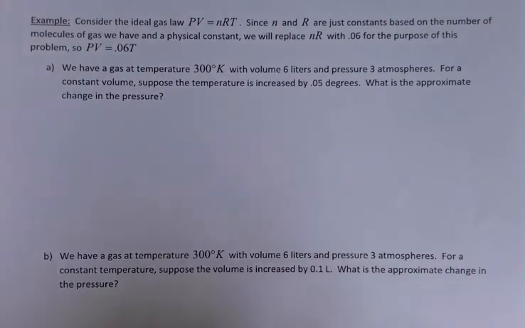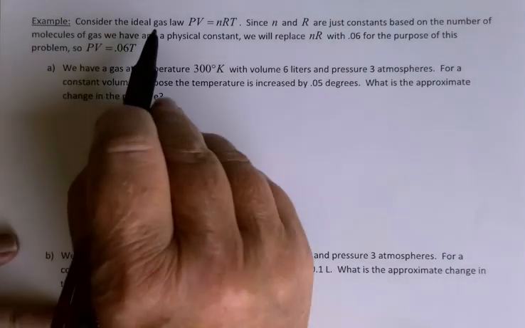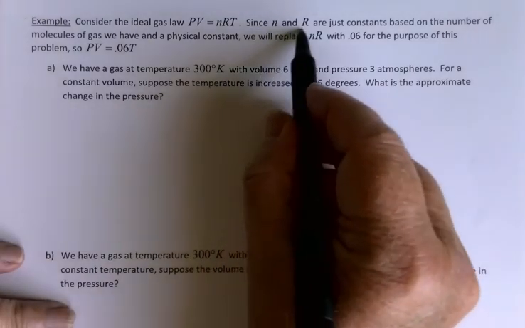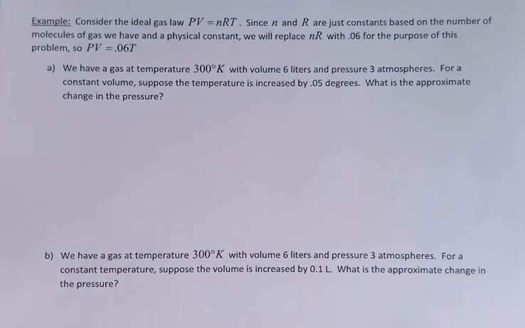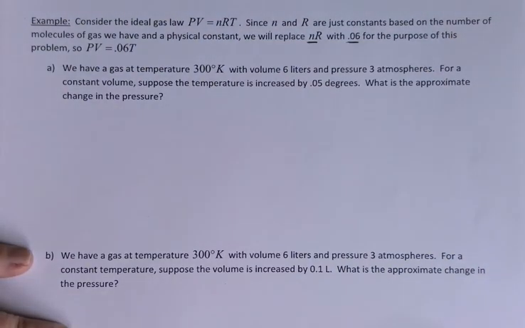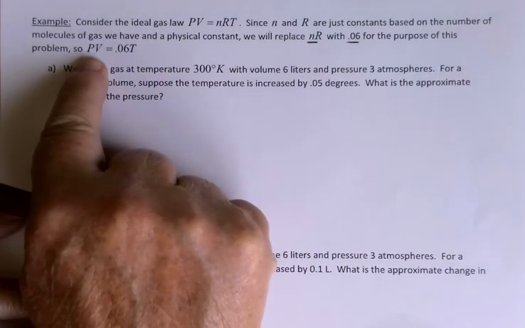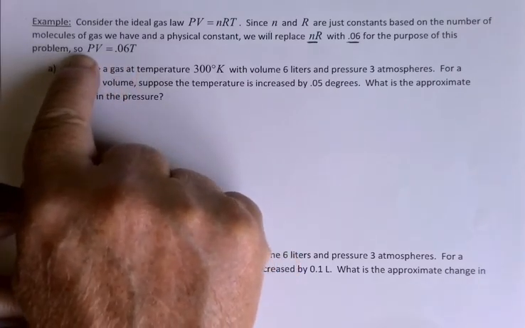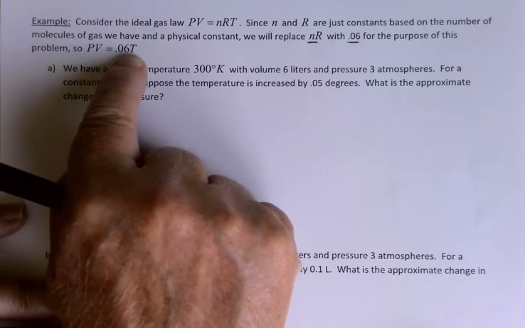All right, let's try another example. This one's more of an actual change example as opposed to an error in measurement. I'm looking at the ideal gas law. Usually you study this in chemistry. PV equals nRT. N and R are simply constants based on the number of molecules of gas and a physical constant R. So in our problem, we're going to just replace nR with 0.06 for the purpose of this problem. It's just a constant of some kind. So I'm going to rewrite this as PV equals 0.06T. P stands for the pressure of the gas, V is the volume, and T is the temperature.